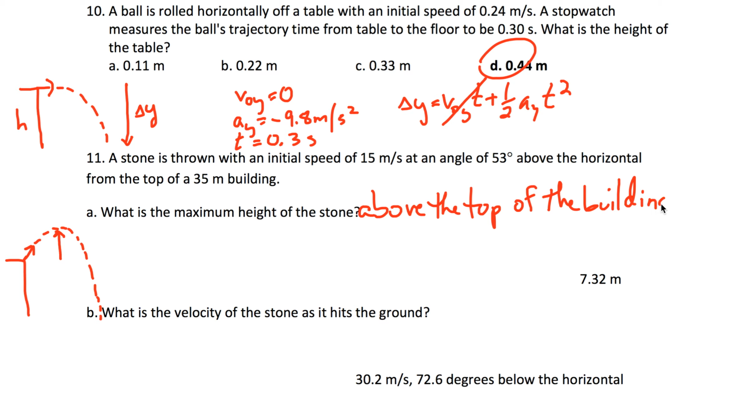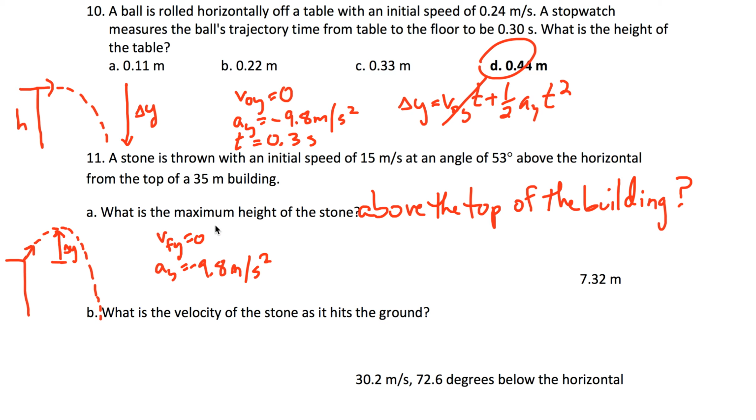But if it asks for the maximum height above the ground, then you would have to add the height of the building to it as well. So if we're just looking for above the top of the building, then we're just looking for from here to here, and that's going to be our delta y. So again, let's look at what we are given in the y direction. Well, if we're looking for the maximum height, that means it must stop in the y direction. So v final y is 0. And then we're also going to have the acceleration in the y direction is negative 9.8 as always.